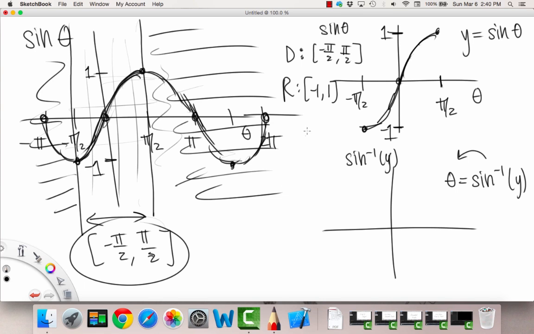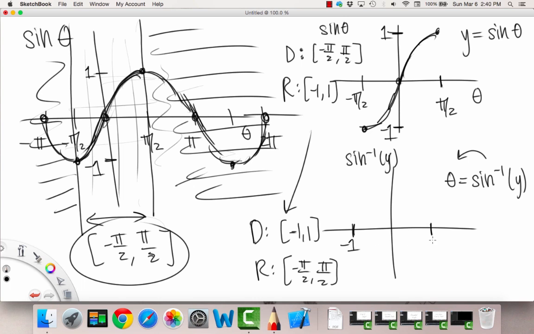The domain and range kind of just switch for inverse functions, right? So our domain is now going to be negative 1 up to 1. Okay, and our range is going to be negative pi over 2 to pi over 2. Okay, so let me label my axes accordingly. So domain goes from negative 1 up to 1, okay? And our range goes from negative pi over 2 up to pi over 2, okay?